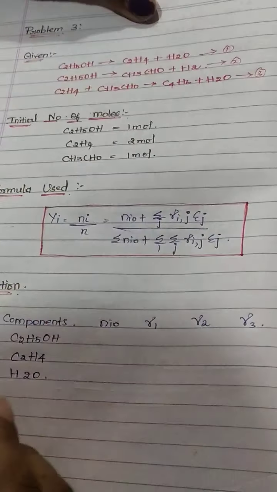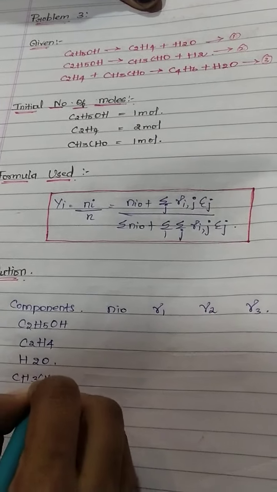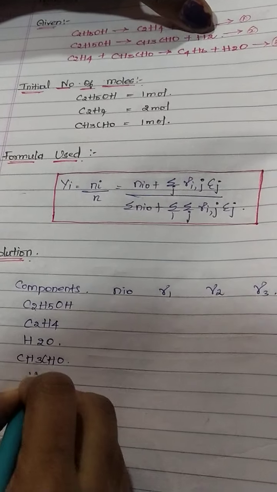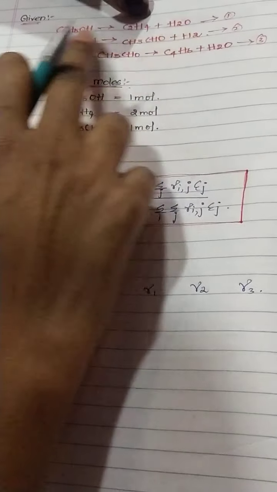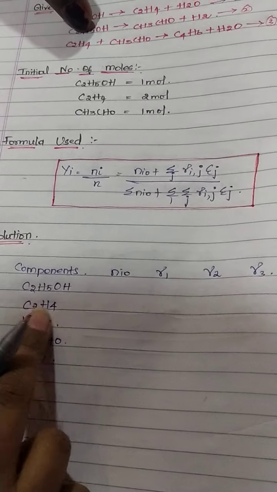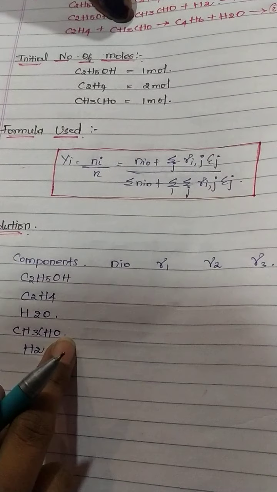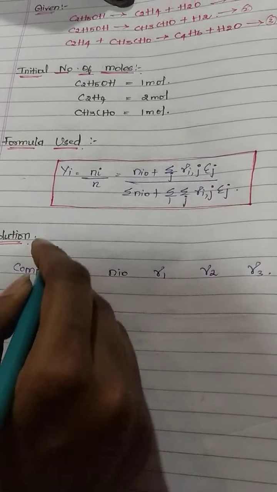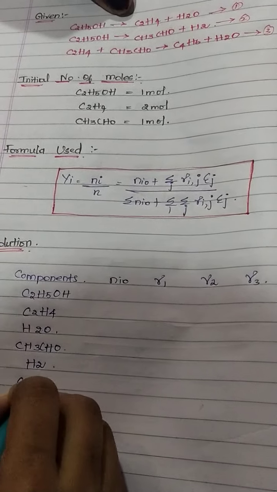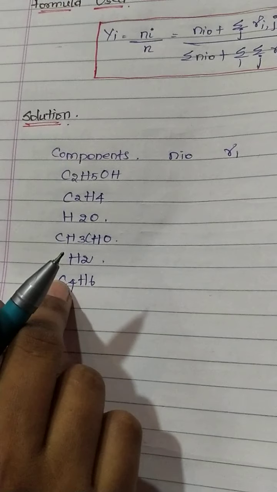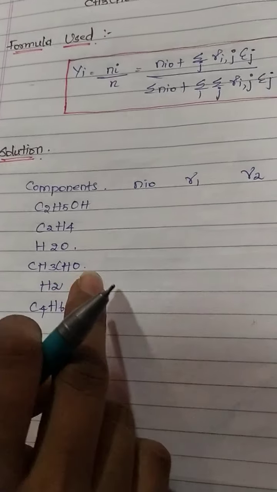Next is CH3CHO and H2. H2 is not there, only H2O is there, so H2. So we completed the second reaction also. Now third reaction, C2H4, which is there already. CH3CHO is also there already. C4H6, which is not there, so C4H6 plus H2O, which is already there in the component list. So these are the number of components. Once you finish, you can cross check with the reactions also.